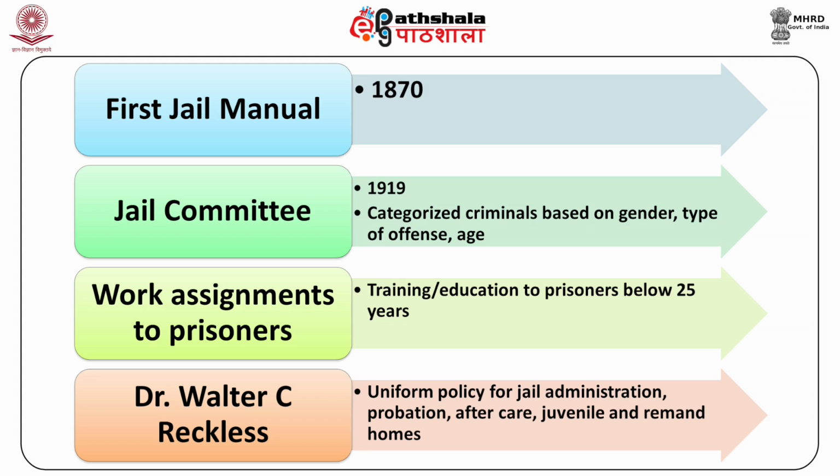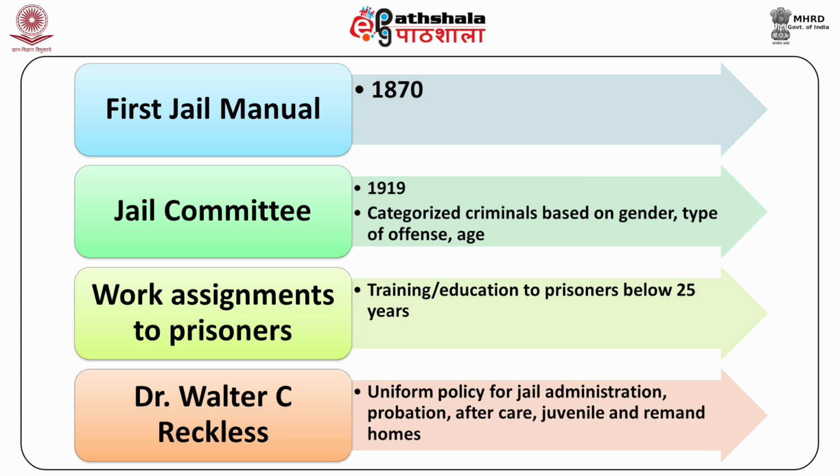The first jail manual was framed in 1870 on the recommendation of the 1864 committee, and the significant changes were that segregation of male and female prisoners, adults from children, and civil offenders from criminal offenders started to be practiced. One of the important jail committees was formed in 1919, which completely categorized criminals on the basis of gender, type of offense and age. This committee suggested work assignments for prisoners according to their ability, and to promote this they provided training, various crafts and education to offenders below the age of 25 years.